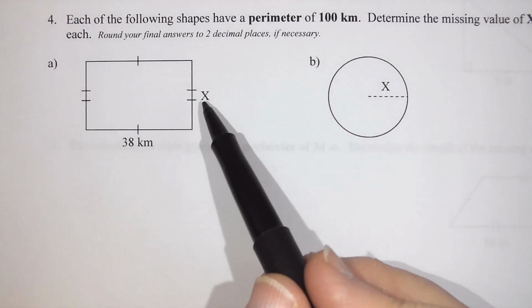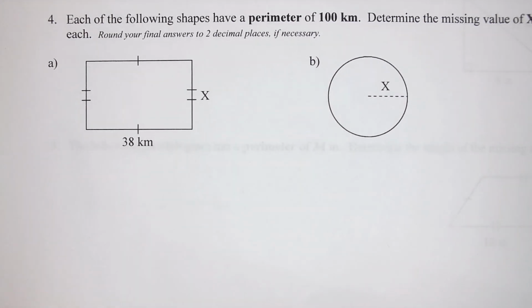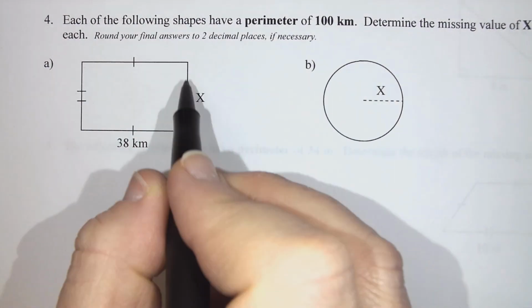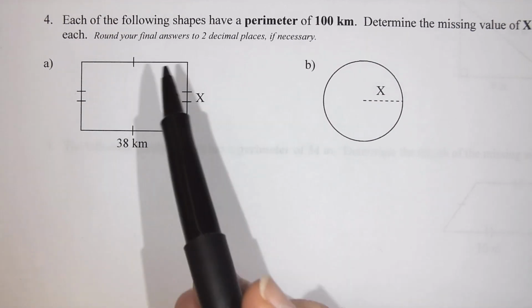I notice we have 38 kilometers and we have a missing side x. The question has given me the perimeter. It says if I added up all those sides, I should get 100 kilometers. So I am going to try to set up a formula for the perimeter. We're going to calculate what we can and then see if we can figure out what x is. So how many sides does this have?